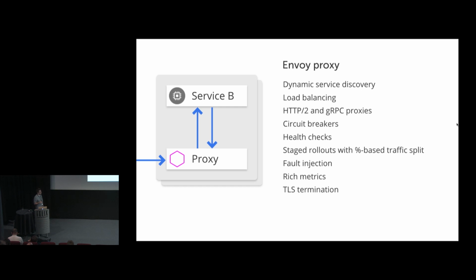And this is kind of important because you can't normally do this in Kubernetes, because you're limited to the amount of pods you have. But now you can set a percentage. I want only 1% of this traffic to go to the new version, and then the rest should go to the old version. So you can slowly roll out the new version. We can do things like fault injection to test the resilience of our applications. We can get richer metrics, and we can do TLS as a part of the proxy.